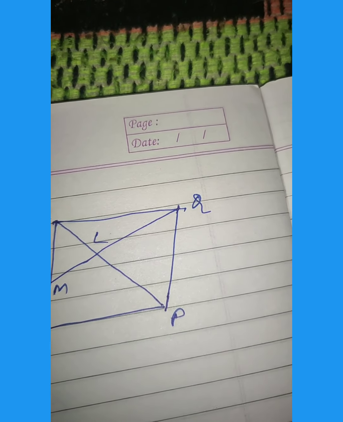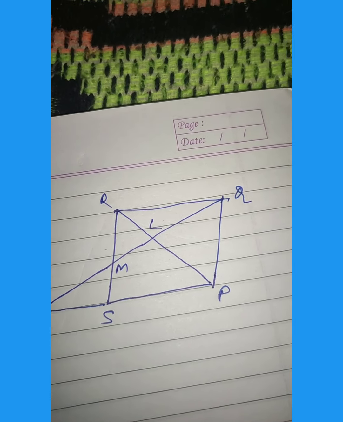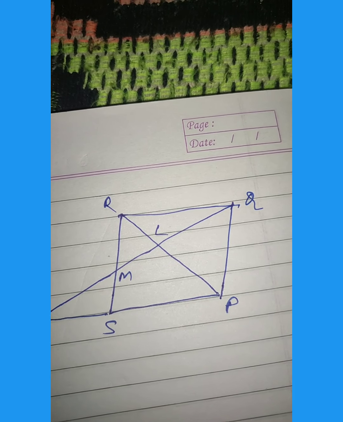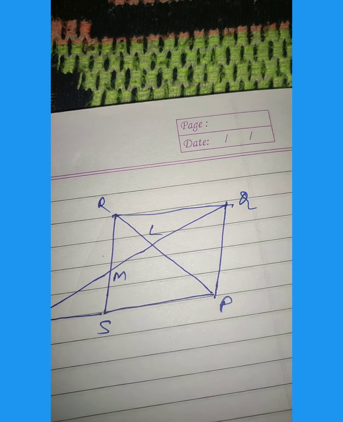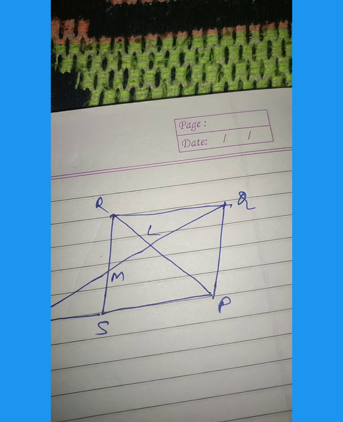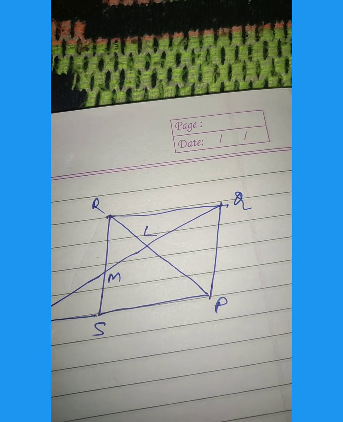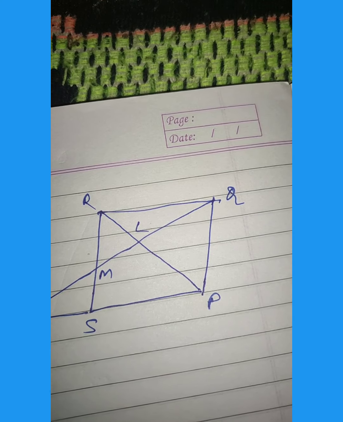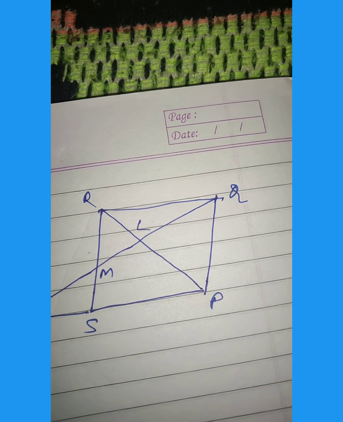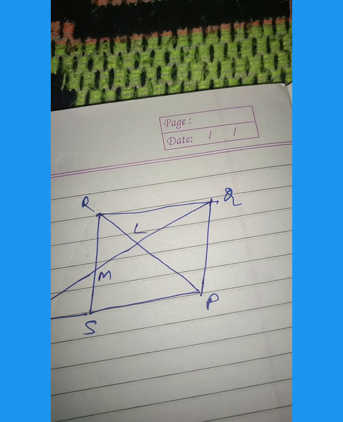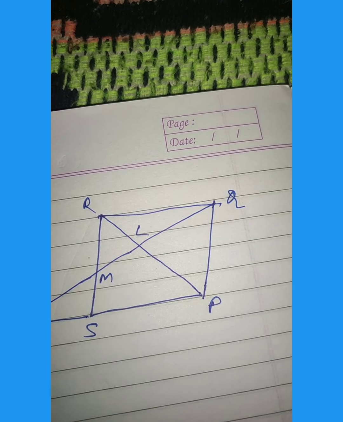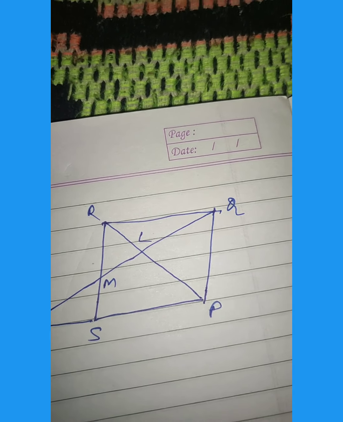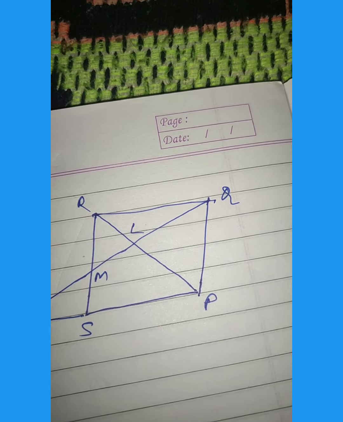In the figure, PQRS is a parallelogram with PQ equal to 16 centimeter, QR is 10 centimeter, L is a point on PR such that RL ratio LP is equal to 2:3. QL produced meets RS at M and PS produced at N. Find the length of PN and RM.